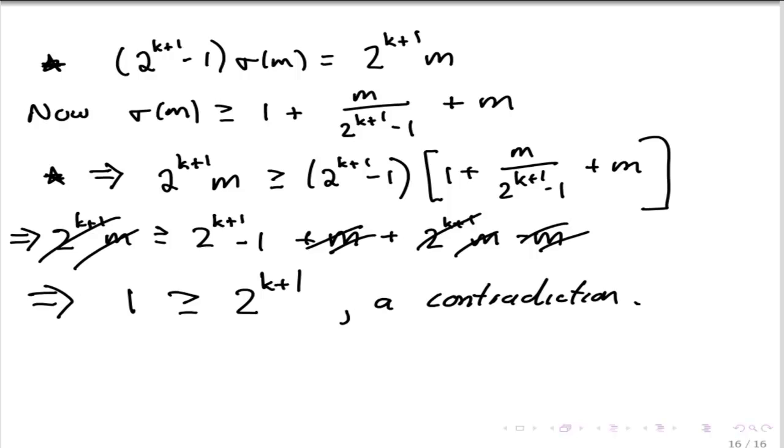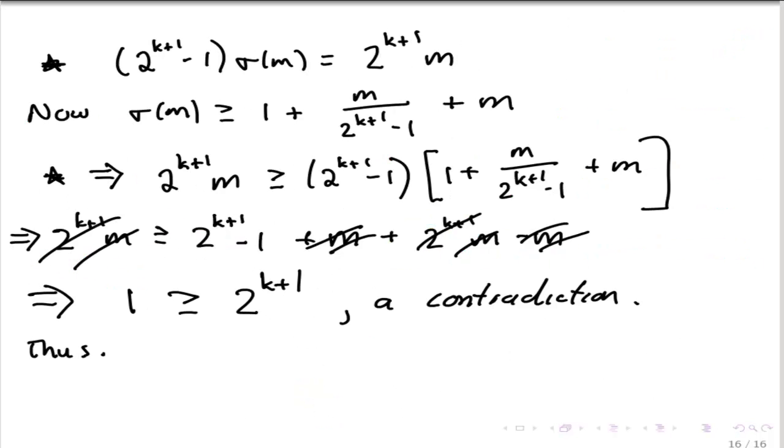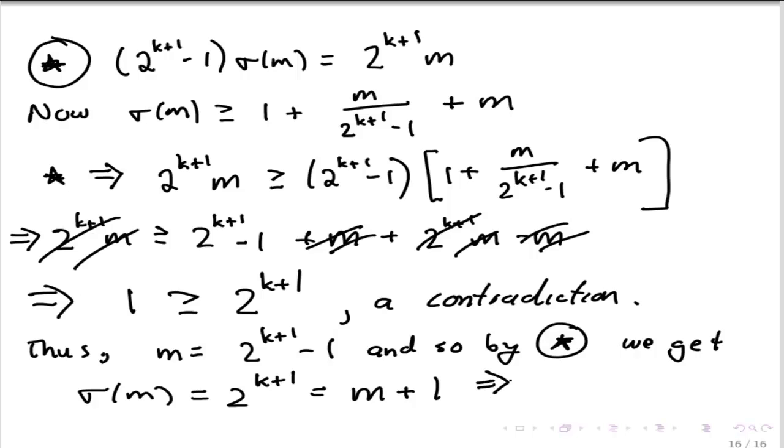So, therefore, we must have, what was I contradicting? This was leading to the contradiction. I must have m equals this. Thus, m equals 2^(k+1) − 1. And then returning to star up on top, the circled star up above, we get sigma of m equaling 2^(k+1), which equals m plus 1. And the only way sigma of m can be 1 more is if the only divisors of m are 1 and itself, which implies that m is a prime. QED.